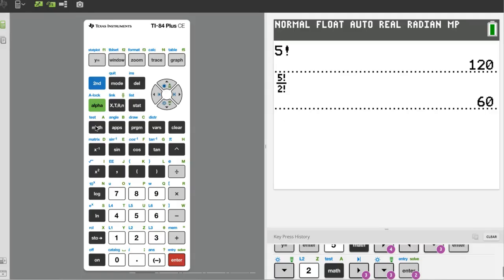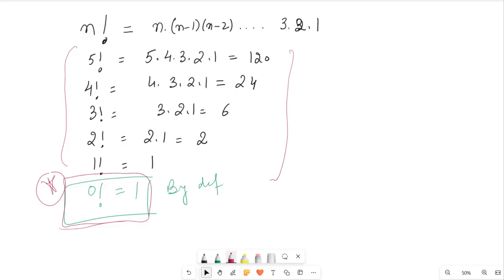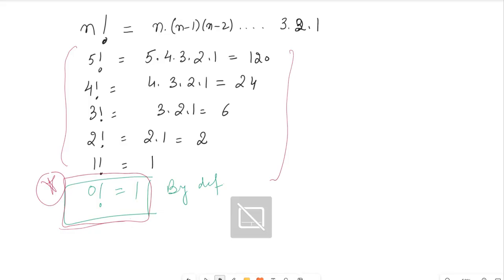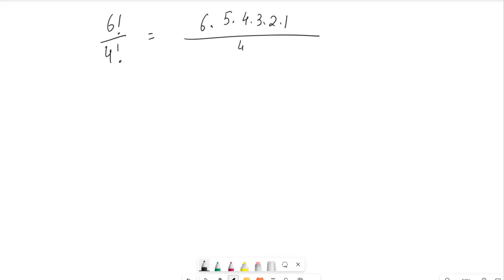Okay. Now I do want to show you how to do these small simplifications by hand also. So for example, let's say we have 6 factorial by 4 factorial. So 6 factorial is 6 times 5 times 4 times 3 times 2 times 1, and 4 factorial is 4 times 3 times 2 times 1. And you see that all these factors can be cancelled, and we are left with 6 times 5, which is 30.